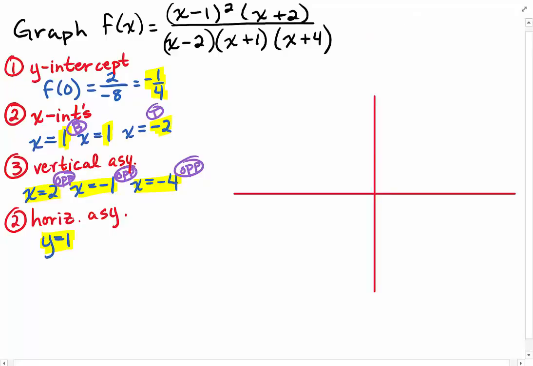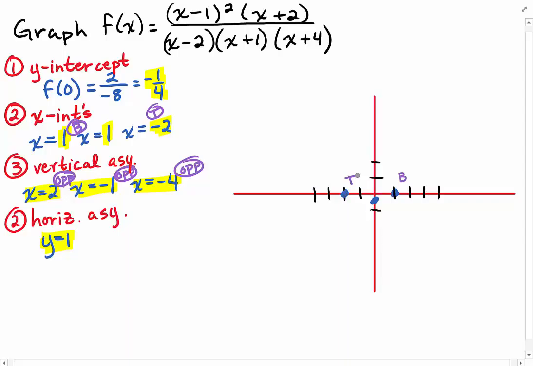All right, so let's just start at the top. Our y-intercept is at -1/4. So we're going to go down to -1/4 on the y-axis and put a point. Our x-intercepts are at 1 and -2. So we're going to put in points on the x-axis at 1 and -2. Remembering that we've classified those, the graph is going to bounce off 1 and go through -2.